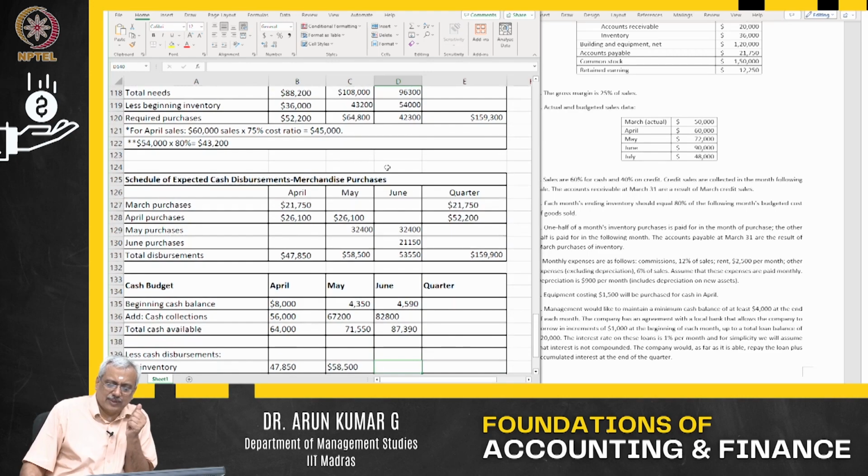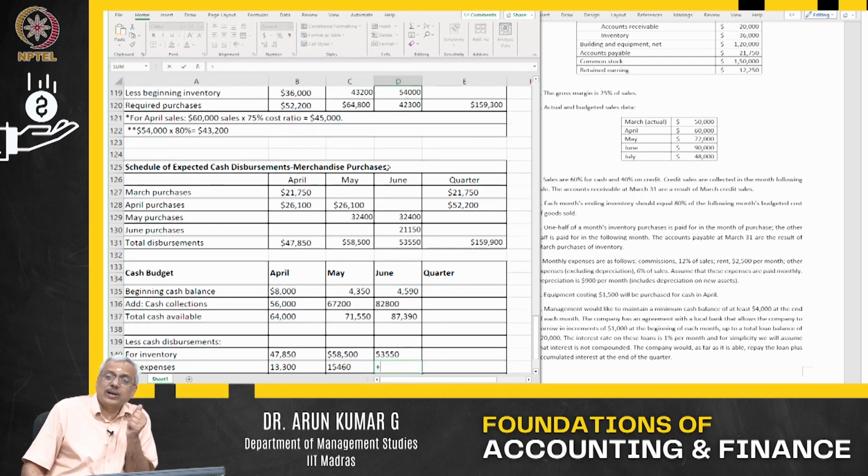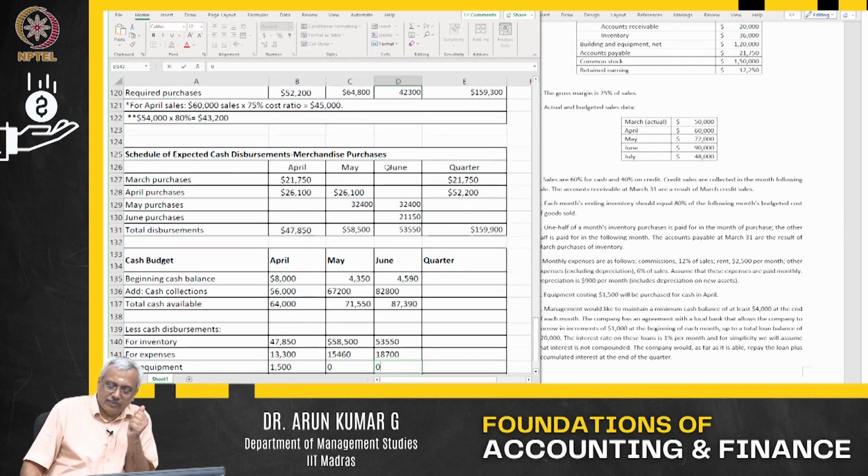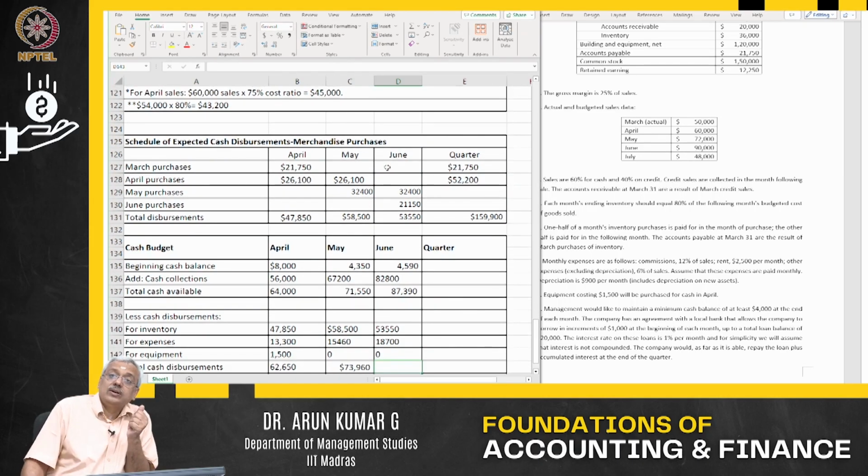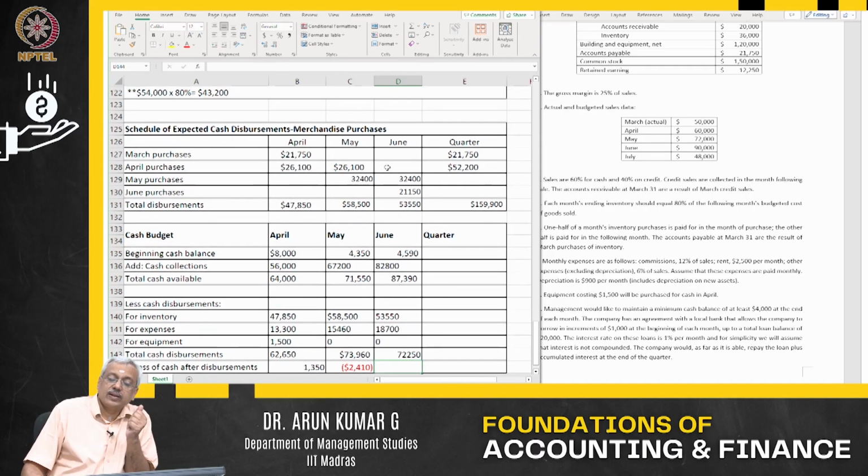Now, what is the cash disbursement? This is the kind of disbursement I basically have for this. What is the kind of expenditure? What is the sale in the month of June? 90,000 into 0.12, that is for commission, plus 2,500 for rent, plus another 90,000 into 0.06, that I could have done out here. Equipment purchase 0. What are the total cash disbursements? Sum of these three.